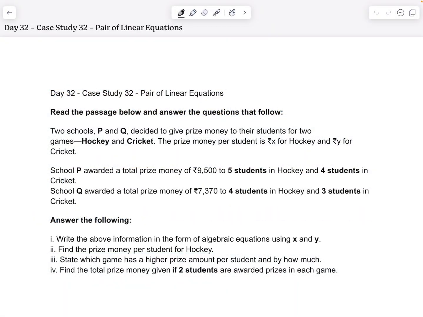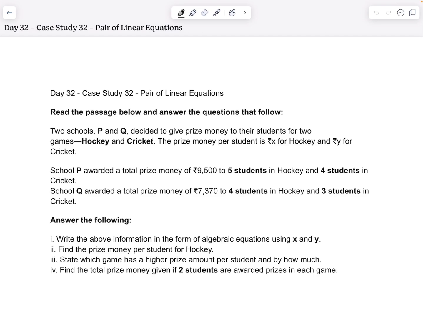The question goes like this. Two schools P and Q decided to give prize money to their students for two games, hockey and cricket. The prize money per student is rupees X for hockey and rupees Y for cricket. School P awarded a total prize money of rupees 9,500 to 5 students in hockey and 4 students in cricket. School Q awarded a total prize money of rupees 7,370 to 4 students in hockey and 3 students in cricket.